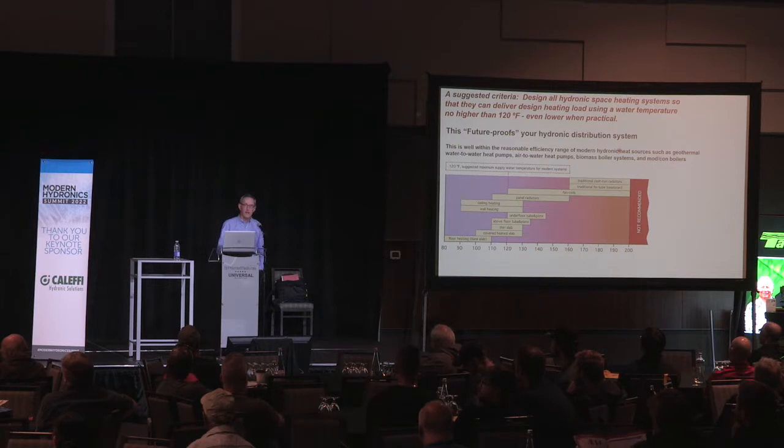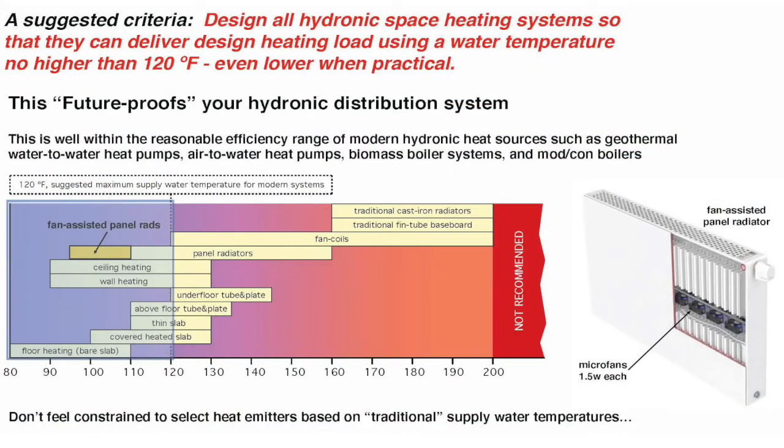You want to diffuse that air very carefully into the space, let it mix. You don't want to use, for example, 100-degree water through a coil in a fan coil and blow it directly at somebody. It's going to generate a complaint. Panel radiators, again, can span quite a range.